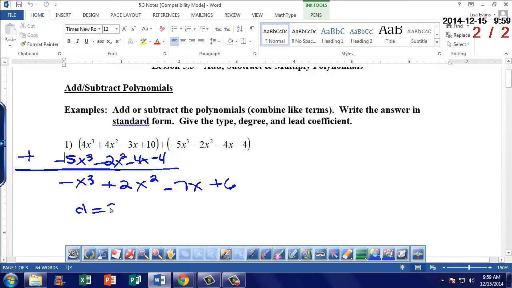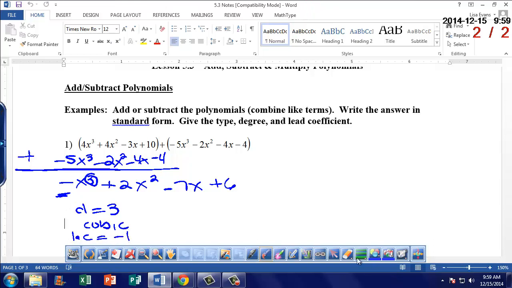The degree would be 3, because that's the biggest exponent. The name of it, because it's a degree of 3, is a cubic, and the lead coefficient would be -1. I'm just going to call that LC, lead coefficient, -1. Okay? Now, the next problem is subtraction.